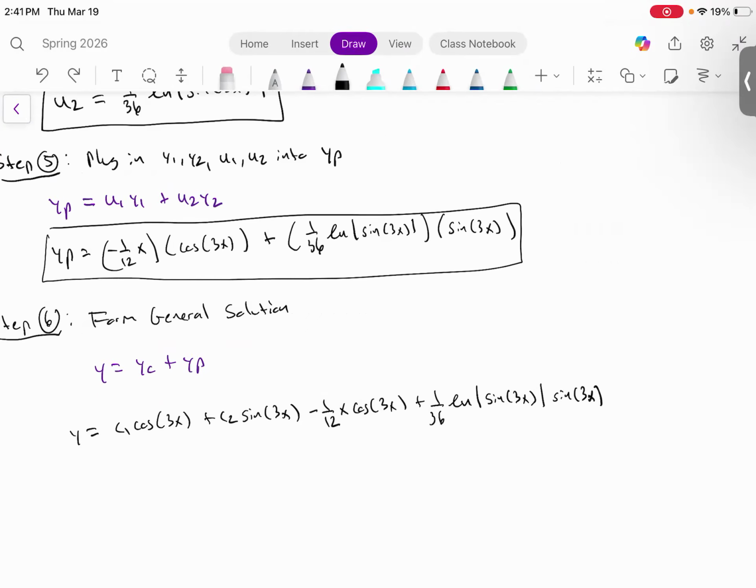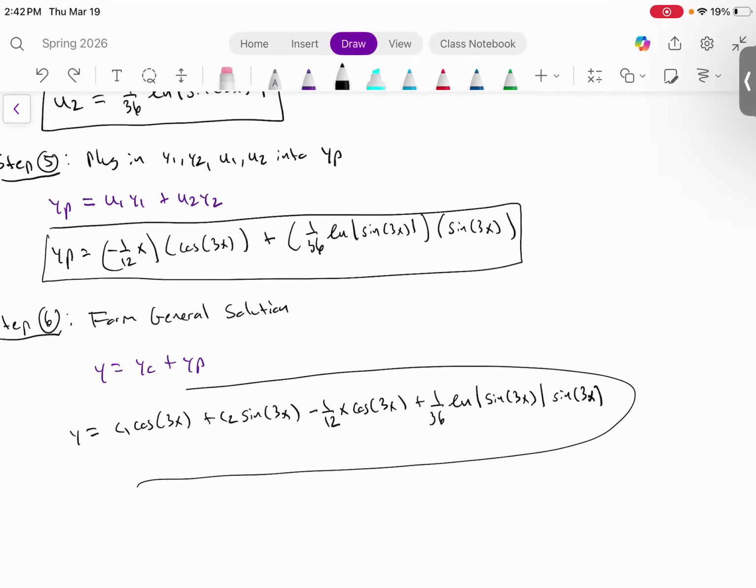I'll circle this to give it some distinction. But that's our solution. Okay, so a very long problem, lots of moving parts, but same thing: solve the complementary and solve our particular with this new method we just learned.